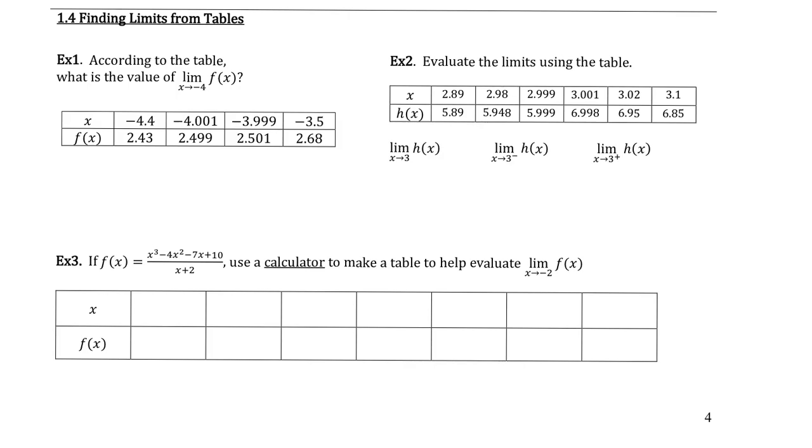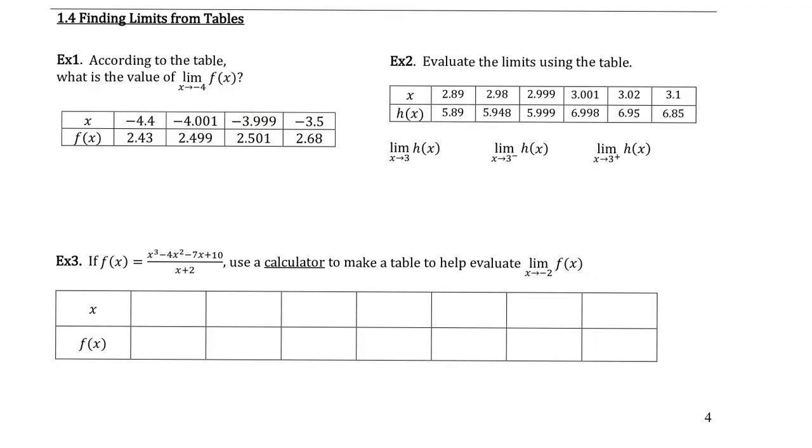Okay, 1.4, we're finding limits from tables. So for example 1, it says, according to the table, what is the value of the limit as x approaches -4 of f of x? -4 is not in the table. It would be somewhere between here and here.